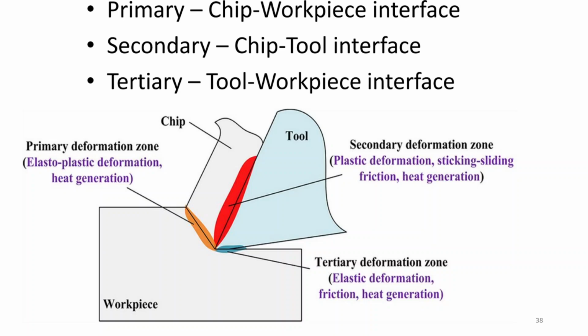In the secondary deformation zone, between chip and tool, you have plastic deformation which has sticking and sliding type of friction and heat generation. In tertiary, at the tool and workpiece interface, you have the tertiary deformation zone which has elastic deformation, friction and heat generation.